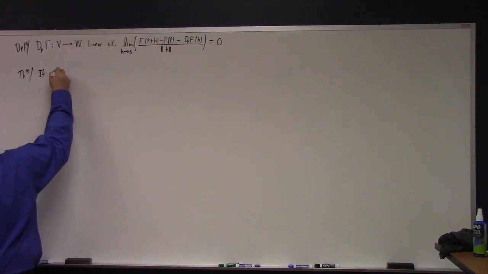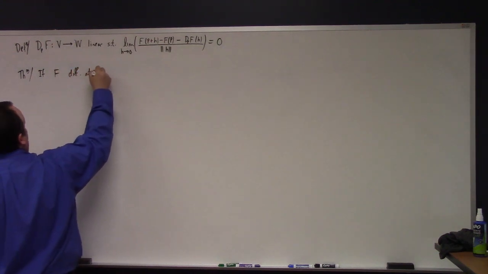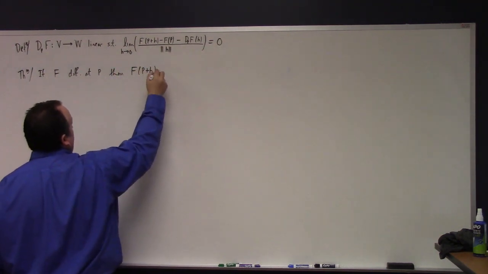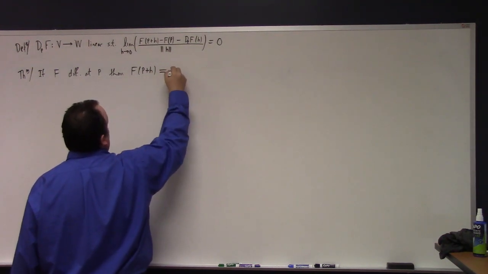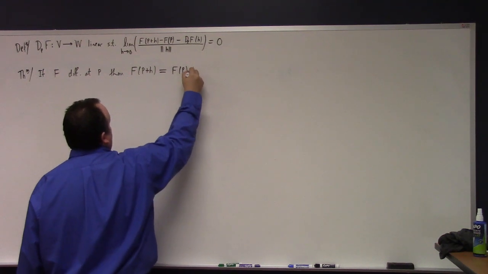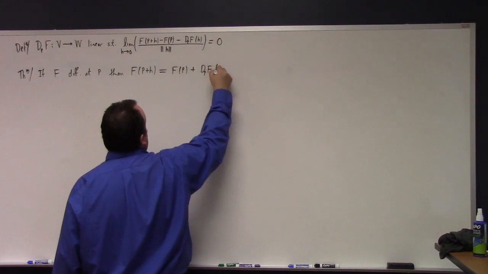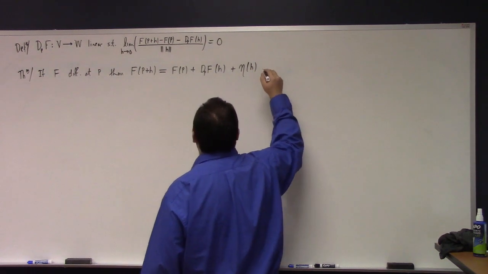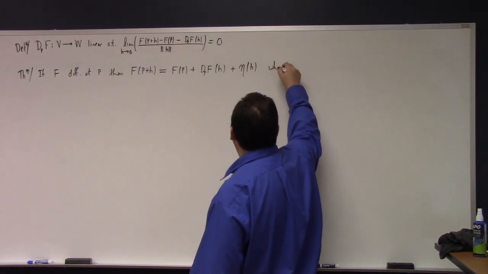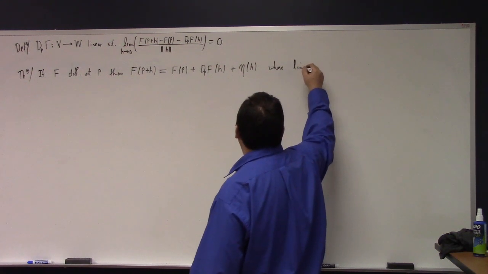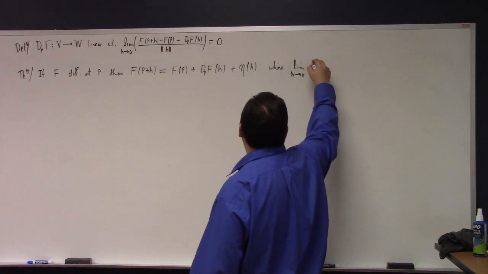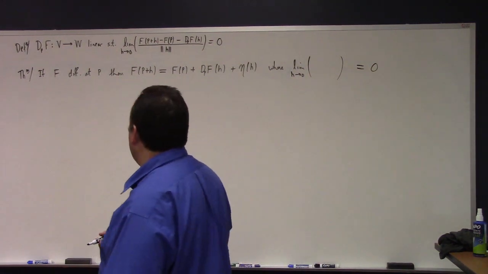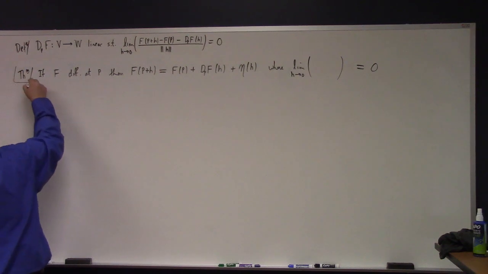if f is differentiable at p, then f of p plus h is equal to f of p plus the differential acting on h plus eta of h, where the limit as h goes to 0 of something is equal to 0. So we can kind of discover the rest of this theorem here, right?